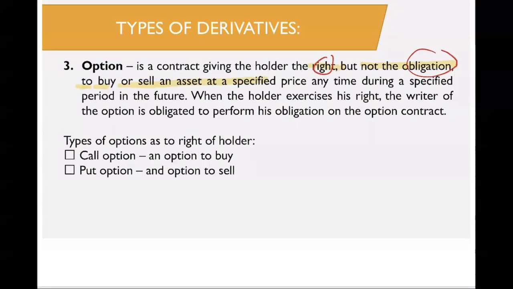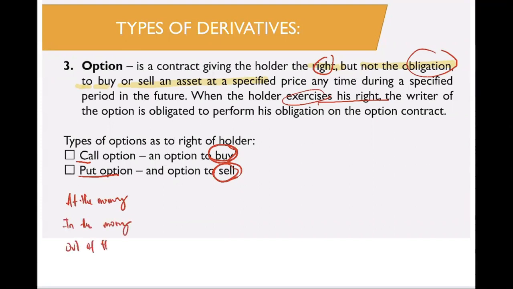And your option can either be a call option or a put option. So when we say call option, you have the option to buy. A put option is an option to sell. Call option is an option to buy, and a put option is an option to sell. So how do we determine if we will exercise your right or not? It depends whether the call or put option is at the money, in the money, or out of the money. So we have these different terms: at the money, in the money, and out of the money.